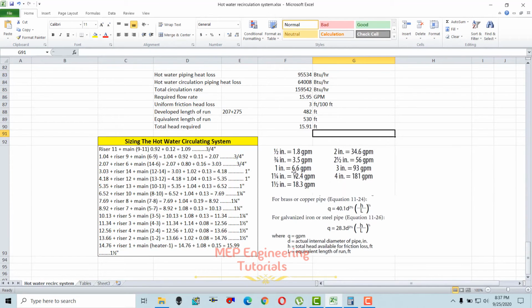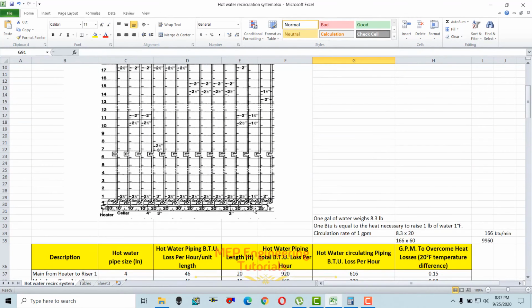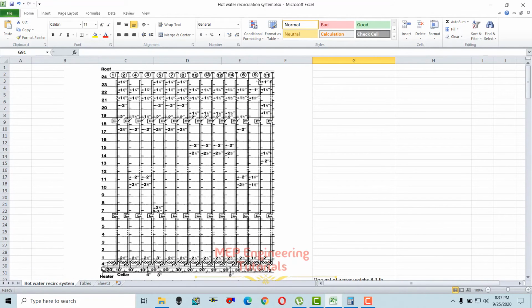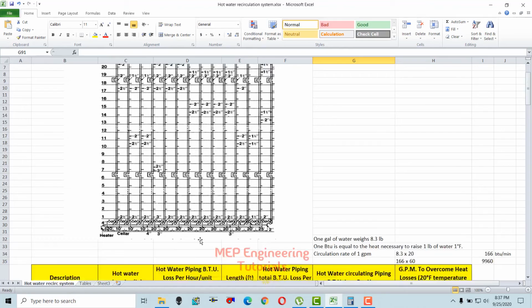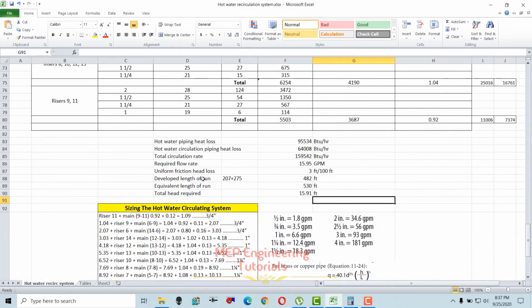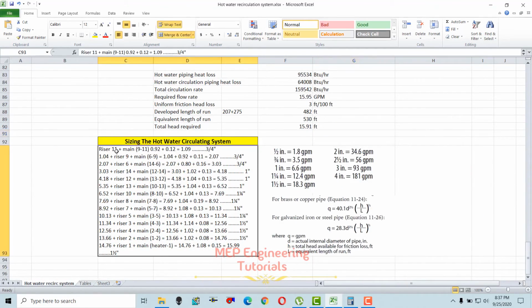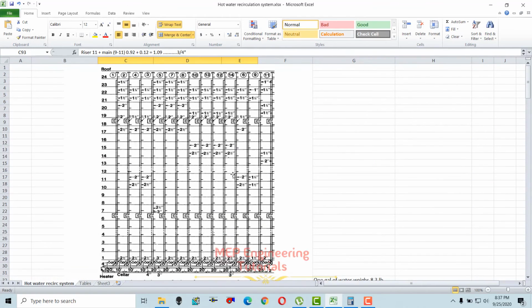Now we are going to calculate the size for the main recirculation piping, like between risers 9 to 11, between 6 to 9, between 5 to 7, between 1 to 2. We have to calculate the main horizontal piping. So we'll do it one by one. First is riser 11. We'll start from the most remote one.